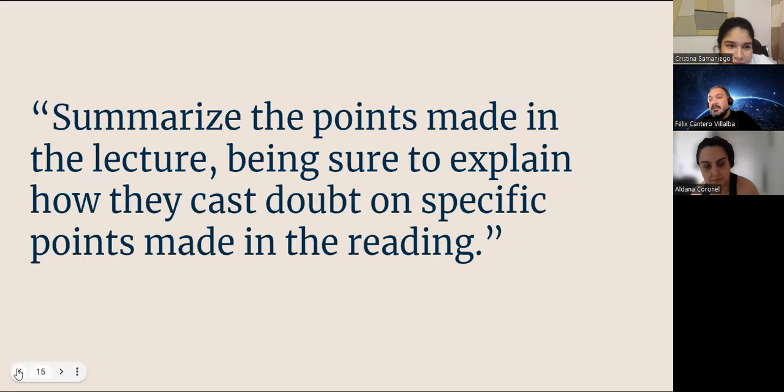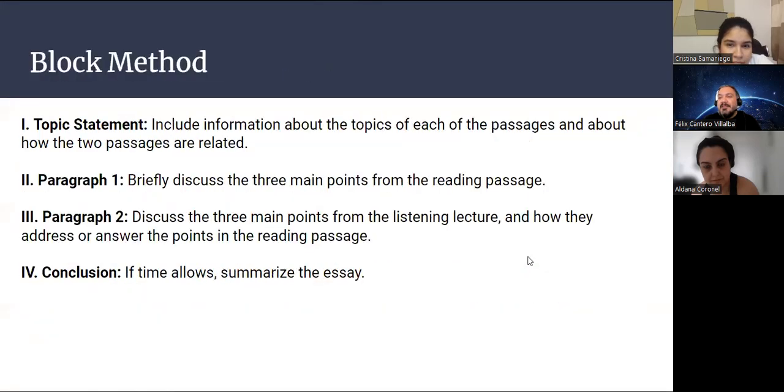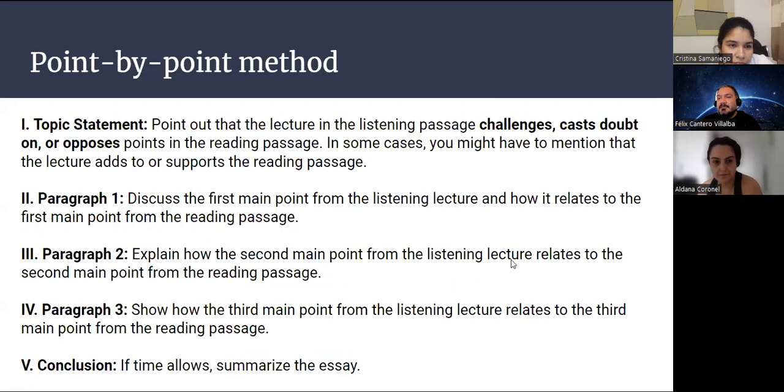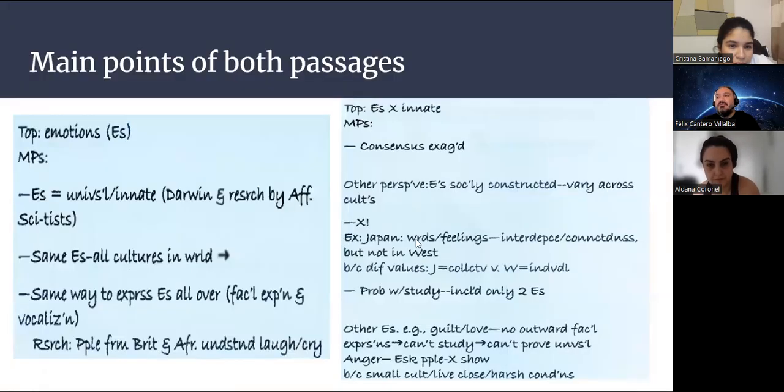So here, explain how they cast doubt on specific points is part of that. So you talk about the relationship. That is one part of your answer. And then we have to go one by one. So I want you to write paragraph 1: that emotions are innate according to Darwin's research, and what the professor said. Okay. You should write this in less than 5 minutes as well. Okay, but we're practicing, so don't panic too much about it.